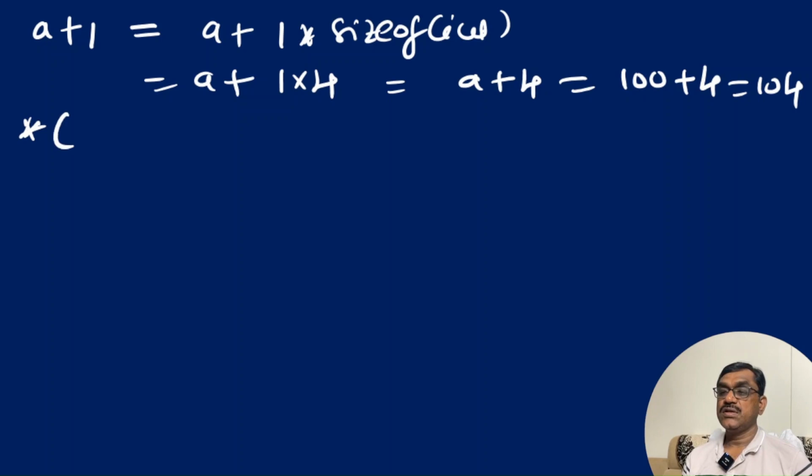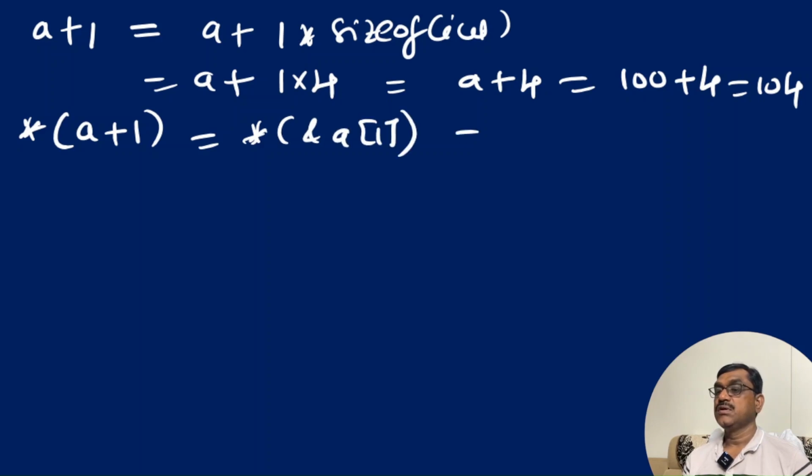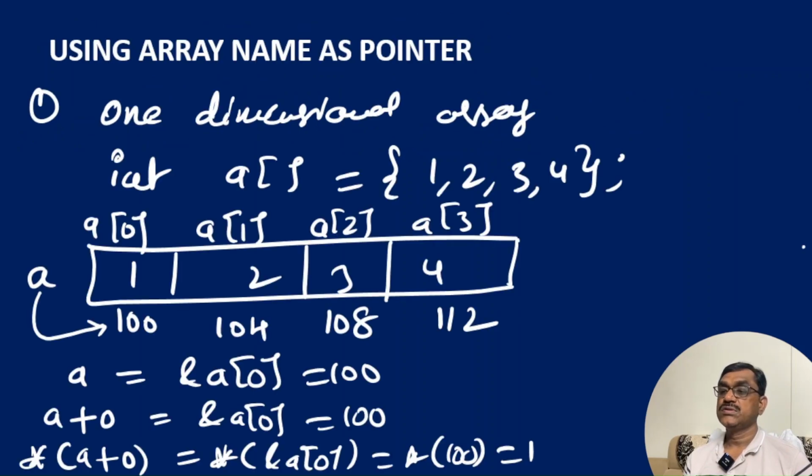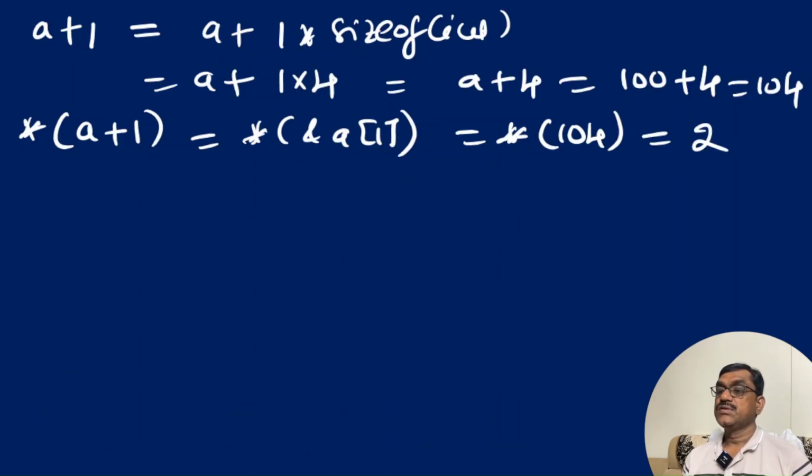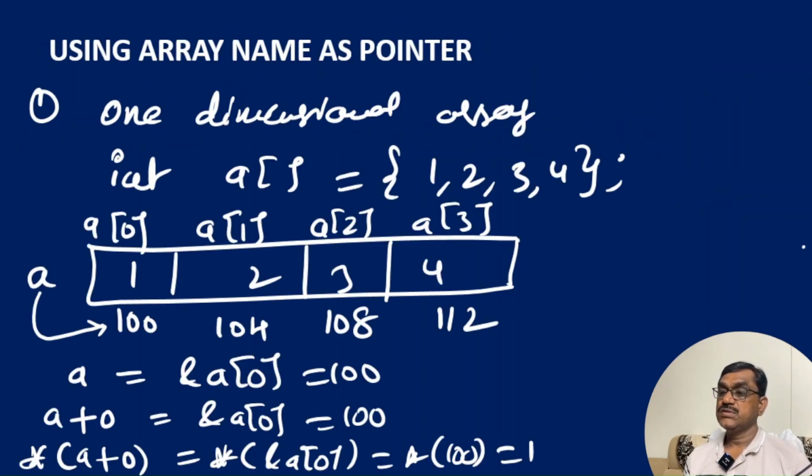Now the value at this location is given as star of A plus 1 is equals to star of ampersand of A of 1, that equals to star of 104, that equals to, we are getting the value 2. Why? Because A of 1 is 2, right? See, this same element 2 can also be given by using A of 1. Even if you say A of 1, we are getting 2. So how to get the first value? This 1. We can also get 1 by saying A of 0, right?